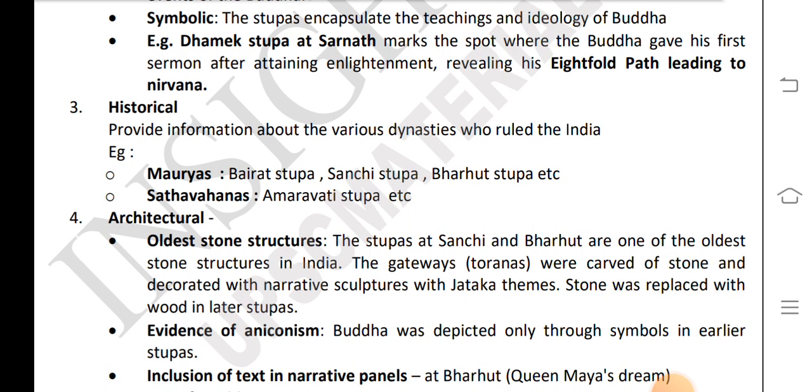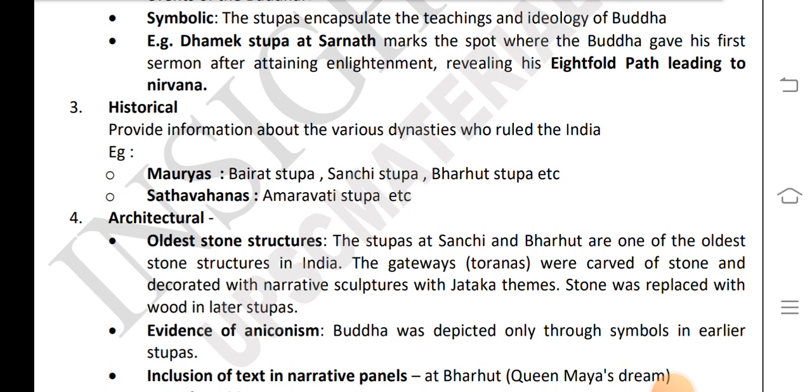Philosophical meditation: it is an important place for meditation. Commemorative: in the Tibetan tradition, stupas were built to celebrate the life events of the Buddha. Symbolic: the stupas encapsulate the teachings and ideology of the Buddha. The Dhamek Stupa at Sarnath marks the spot where the Buddha gave his first sermon after attaining enlightenment, revealing his eightfold path leading to nirvana.